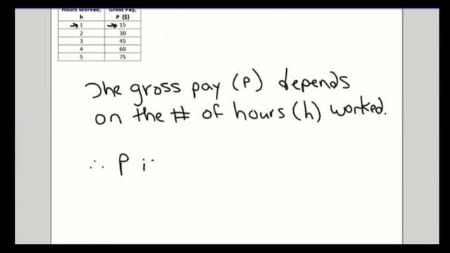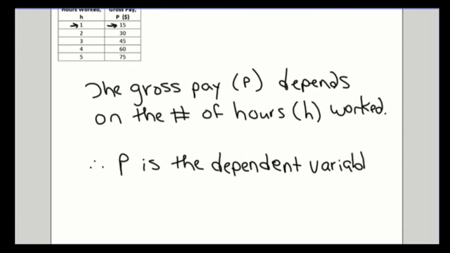Therefore, P is the dependent variable because your pay depends on your hours worked. So H would be the independent variable.